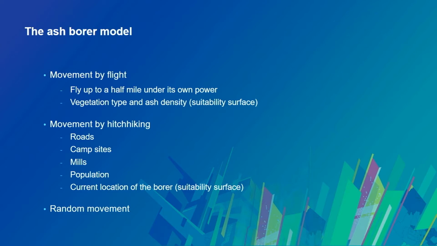It also moves by hitchhiking, basically, near the road, jumping on a car and going somewhere, or from a mill where you have logs, sitting on a log, moving from one place to another, and then from there it flies again. So we will try to take those kinds of scenarios into account to show you how you can do those kinds of operations using raster analysis, right?